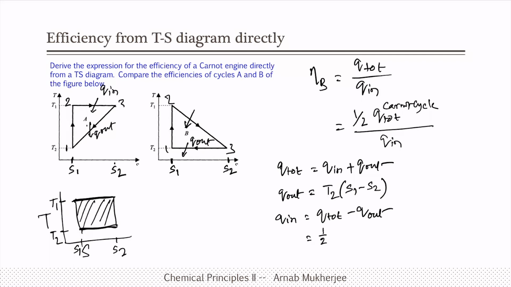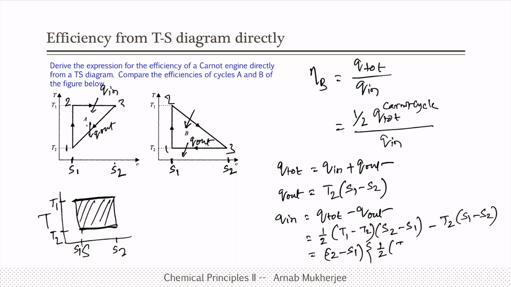Q tot is half that of the Carnot cycle, which is half T 1 minus T 2 times S 2 minus S 1. What is Q out? Q out is T 2 times S 1 minus S 2. Okay, I will take S 2 minus S 1 common, giving me half T 1 minus T 2, and since I took this out, it will be plus T 2, giving me S 2 minus S 1 multiplied by half T 1 plus T 2.